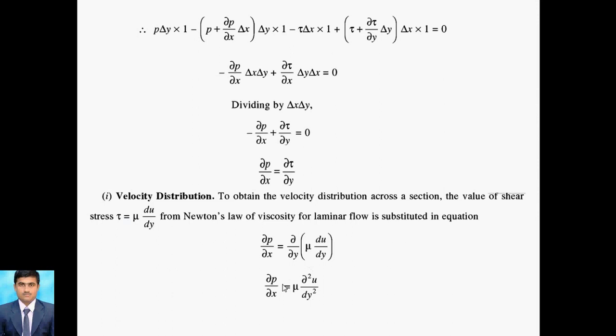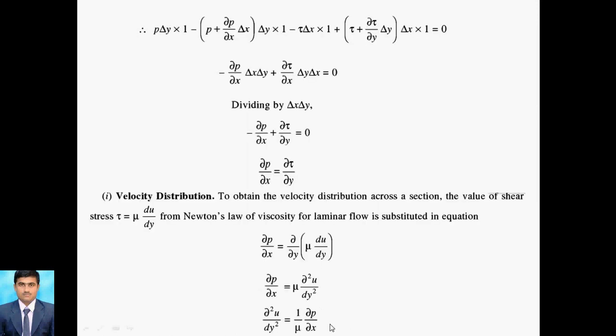And mu is a constant term, so we can take it outside of this. So now we can take ∂τ/∂y equal to ∂²u/∂y² equal to 1/μ ∂p/∂x. So this same formulation means ∂²u/∂y² is equal to 1/μ ∂p/∂x. So the same equation we can utilize, and we integrate the above equation with respect to y.